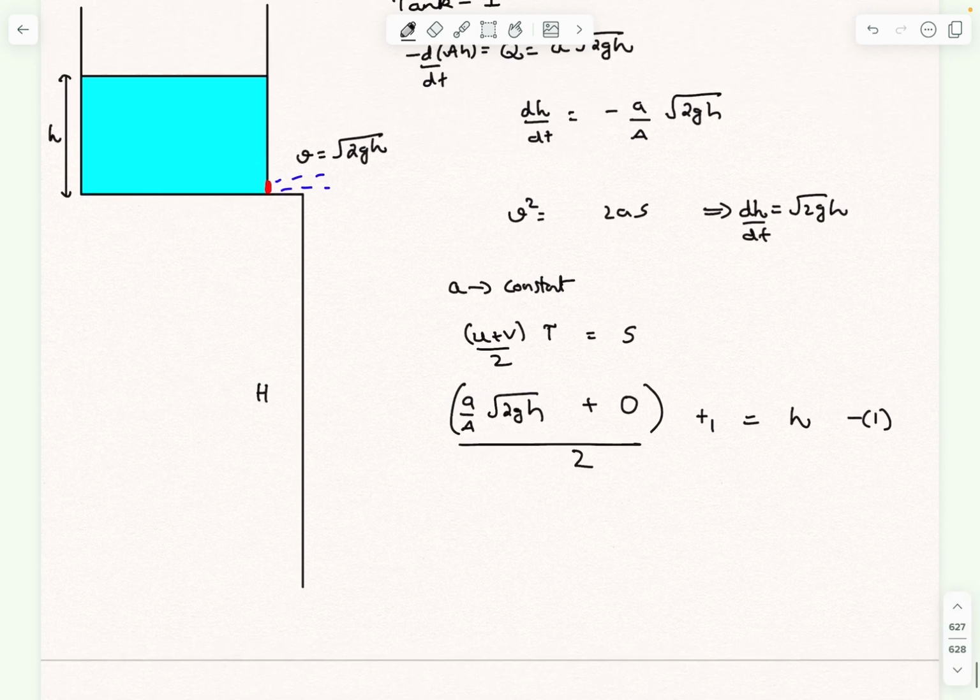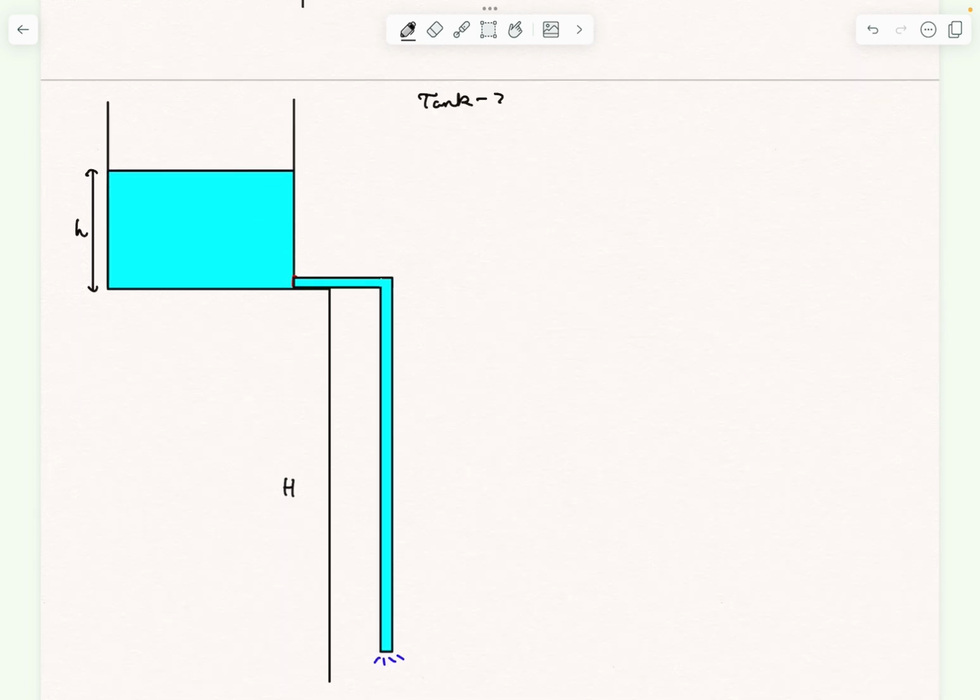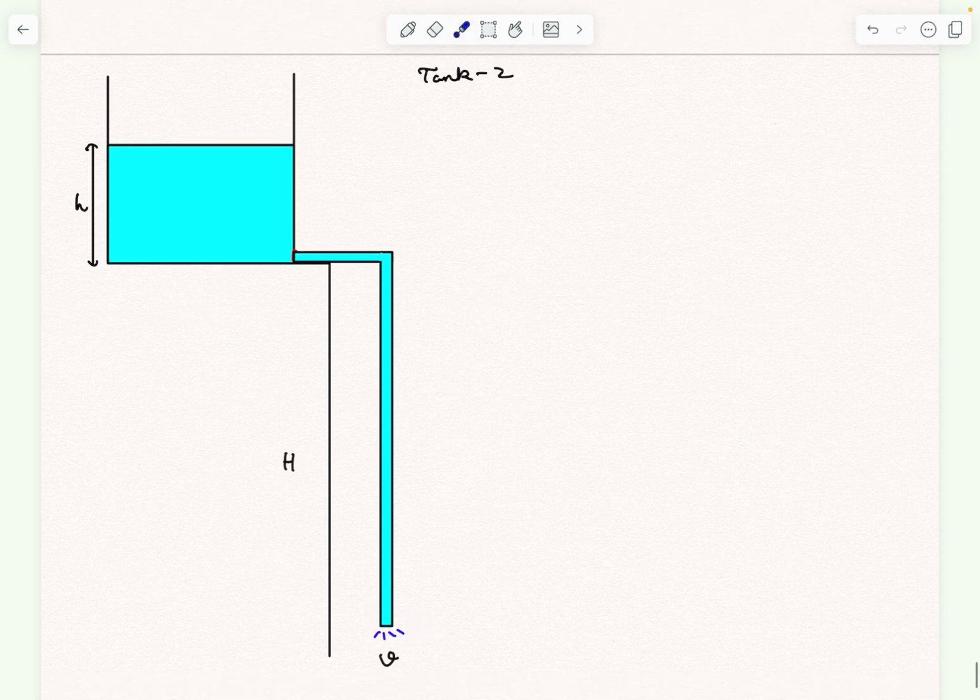Now the second case is a bit more interesting. So now in the case of the second tank, they attached a pipe over here through which water will flow out at the bottom. Here let's say the velocity with which the fluid is exiting the pipe is small v. So now we can consider a streamline between the free surface and the bottommost point, and we can apply Bernoulli's theorem here. Here also, you can do this as an exercise.